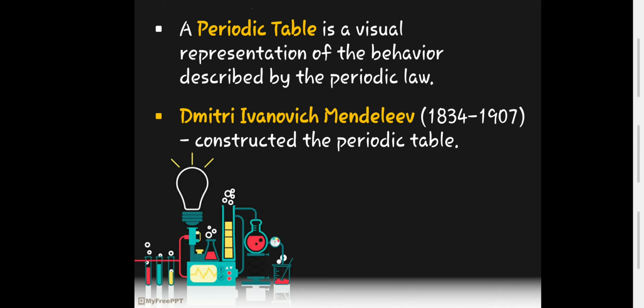According to Dmitri Ivanovich Mendeleev, who lived from 1834 to 1907, he discovered and constructed the periodic table. Aside from discovering the periodic law, Dmitri Mendeleev also constructed the visual of the periodic law, which is called the periodic table. Okay, always remember that one, class.